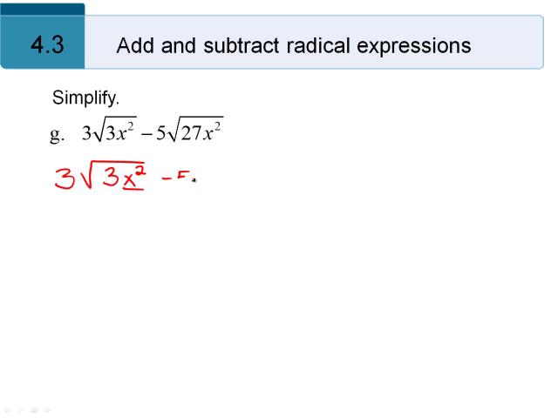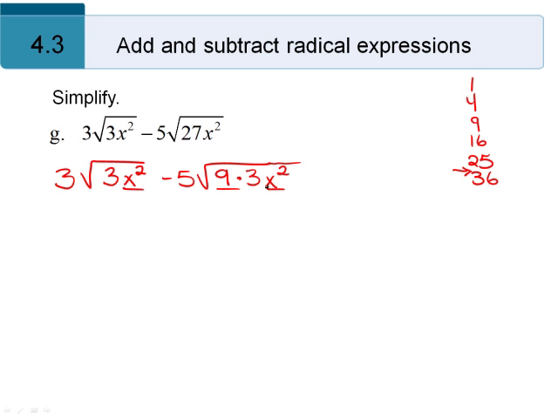Then minus 5. Now we need to break down 27. So we have 1, 4, 9, 16, 25, 36. So 27 is here between 25 and 36. And if you go up, the perfect square that goes into 27 is going to be 9 times 3, and we have x squared still under the radical. All right. So now we want to underline our perfect squares. Okay, so we underline the x squared in the first radical, and in the second radical we have the 9 and the x squared in the second one.